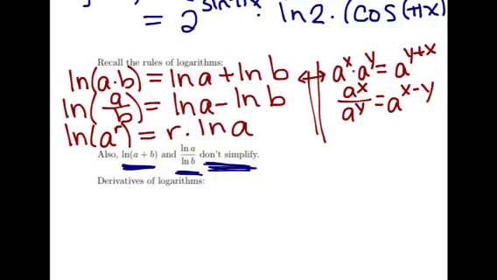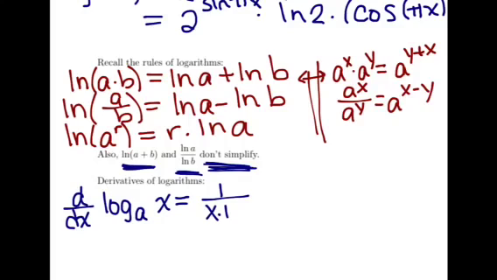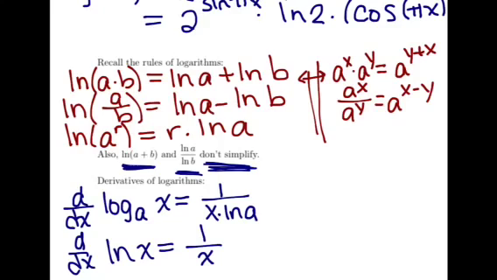Now, as we start thinking about derivatives of logarithm functions, the derivative of a log with any random base a is 1 over x times ln of a. And the derivative of natural log, which is our favorite friend, is just 1 over x. There are a few ways to show that. You can use some of what we did with inverse functions in the last section.